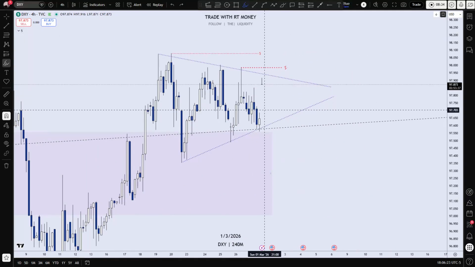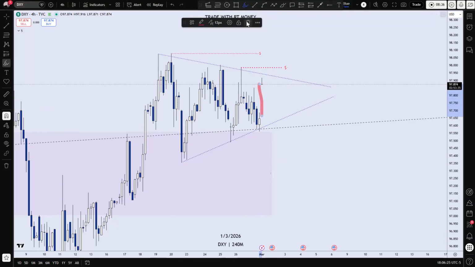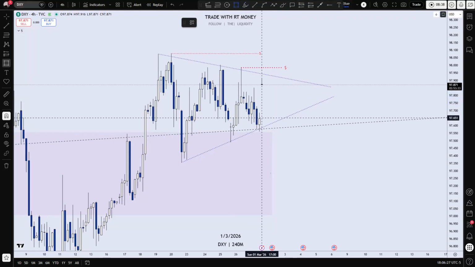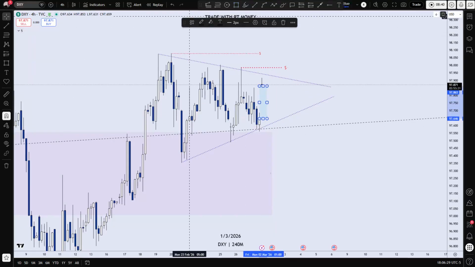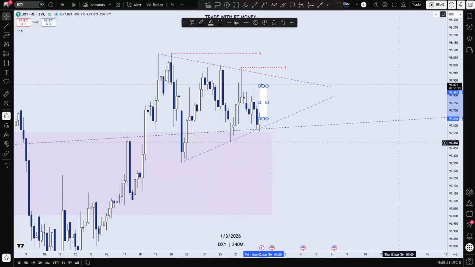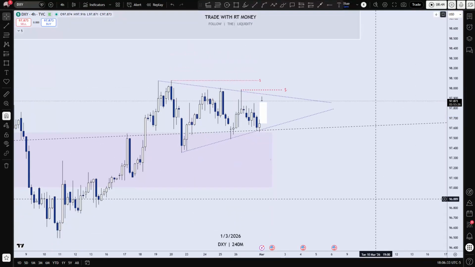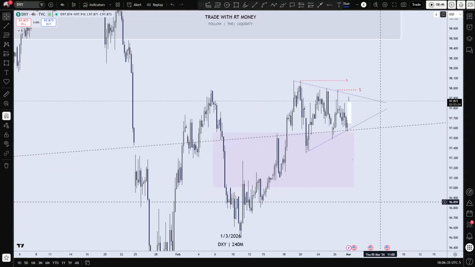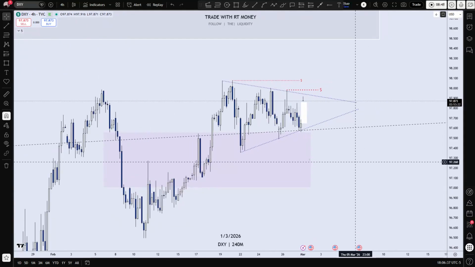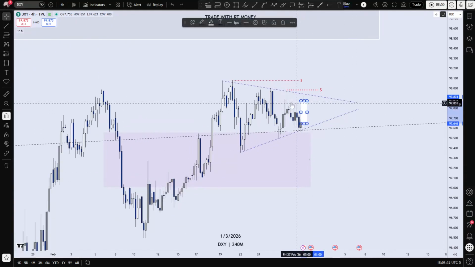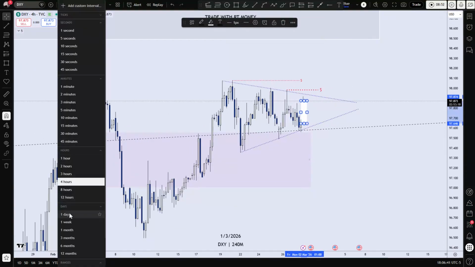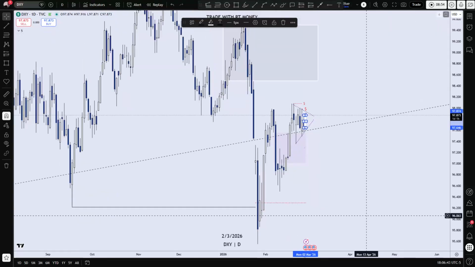Now, so here we go. This is it. This is quite a gap. I'm going to mark this gap for you here. Boom, boom. That's a volume imbalance, or otherwise known as a liquidity void. That's on the 4 hour. So, yeah, buys.